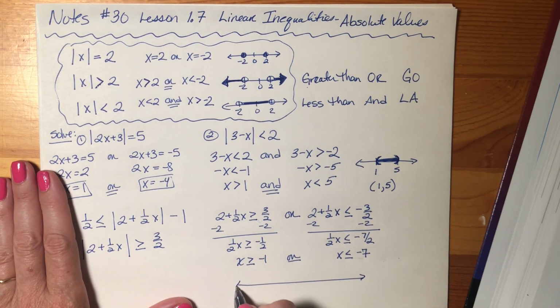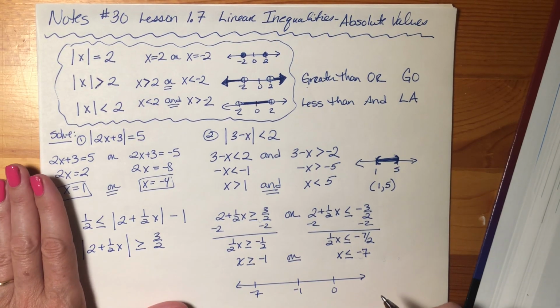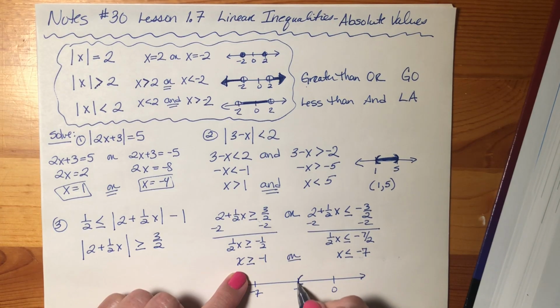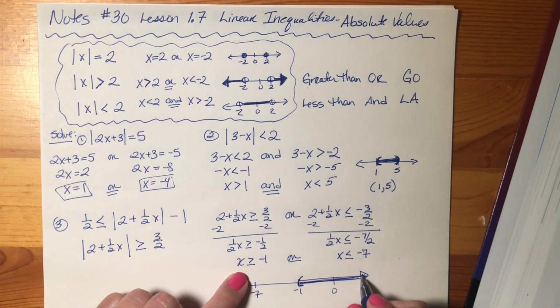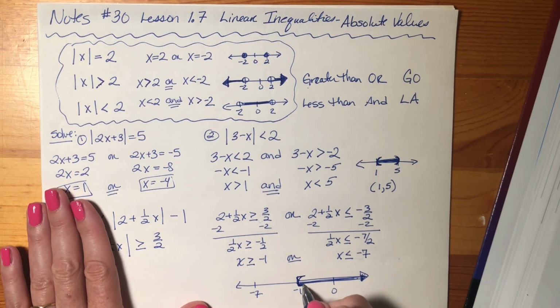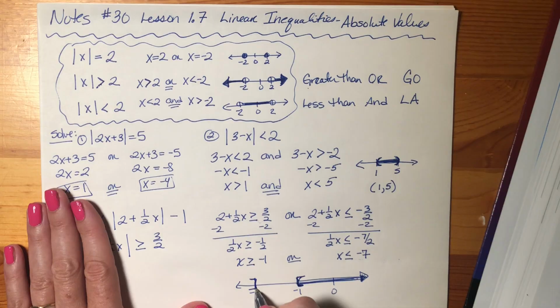Or, let's see, I've got negative 7, negative 1, and 0. So it's got to be greater than negative 1. So here we are here. Use a round bracket. Greater than negative 1. Or less, oh, actually, it's a square bracket, right? Because it's or equal to. Oh, goodness gracious. And less than or equal to negative 7.